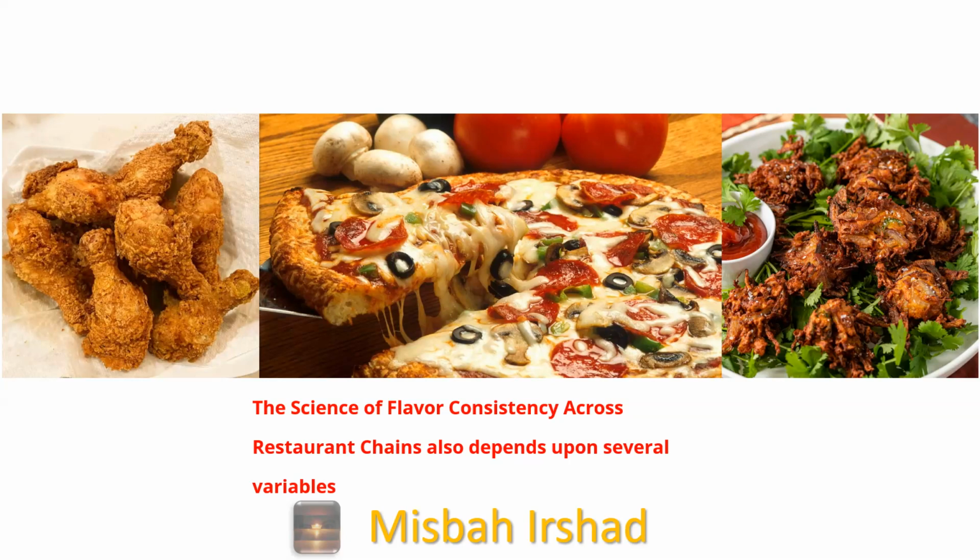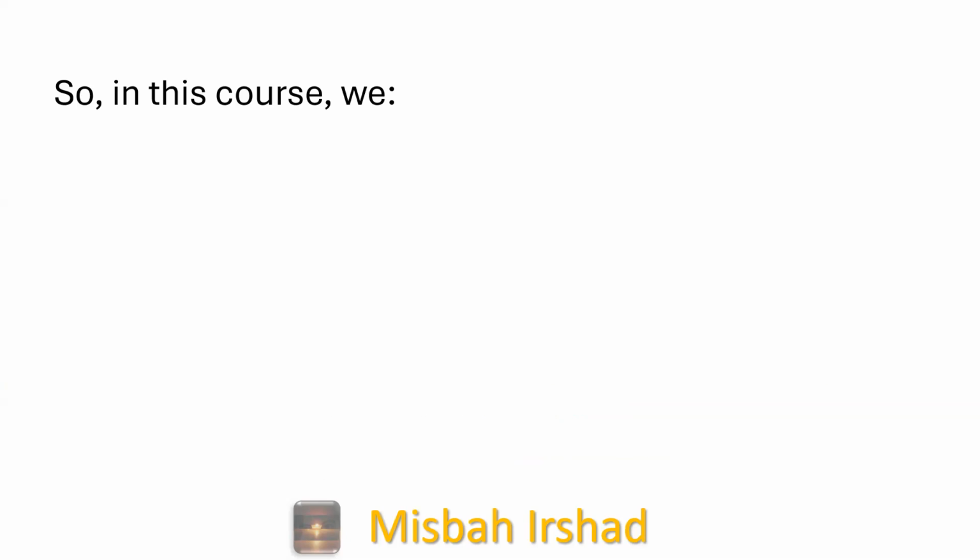Last but not the least, in culinary sciences, the science of flavor consistency across restaurant chains also depends upon several variables like temperature and pressure while cooking and time spent on cooking, apart from the ingredients and their ratios. So this is where multivariable calculus comes in, enabling us to understand, analyze, and optimize these complex relationships.